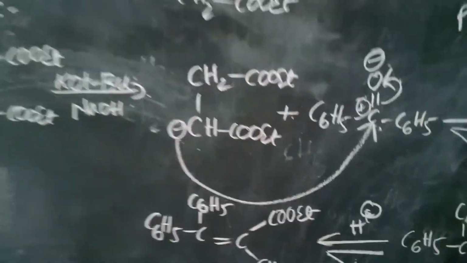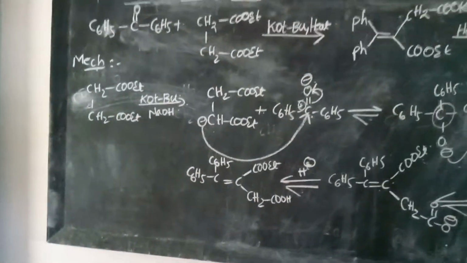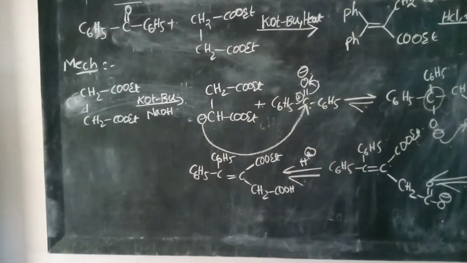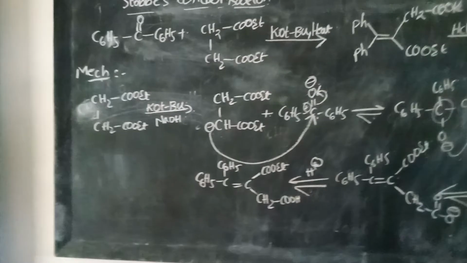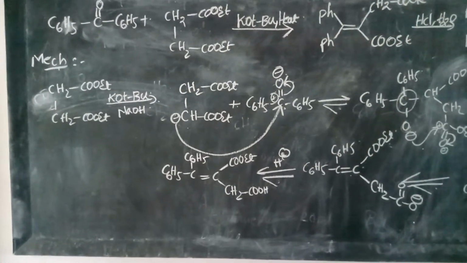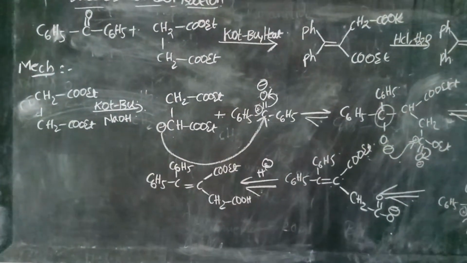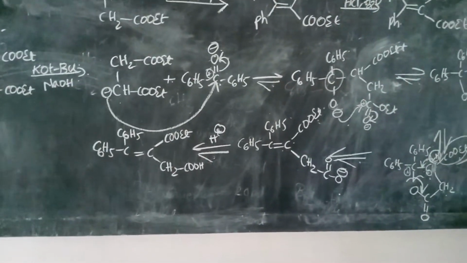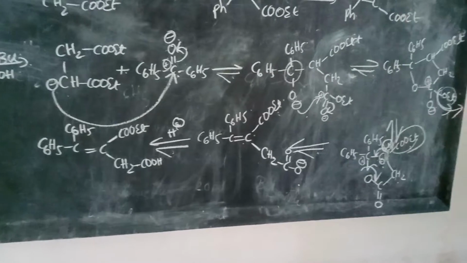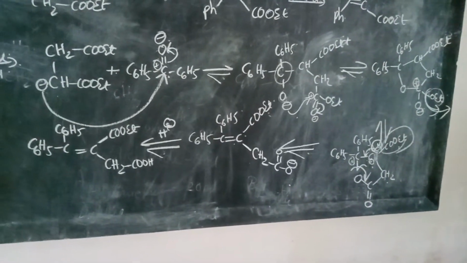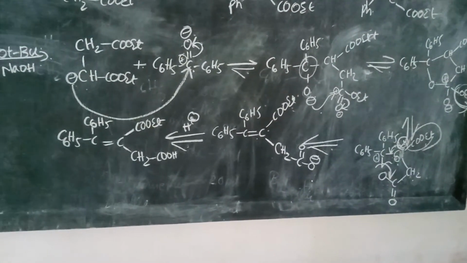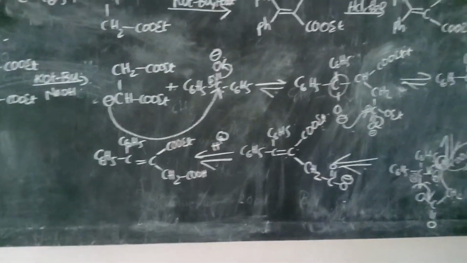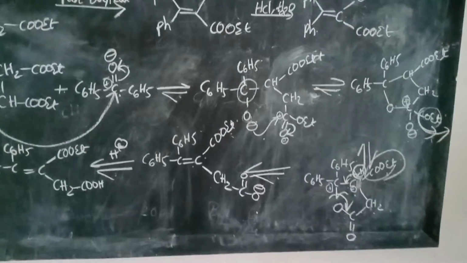This is Stobbes condensation. First step, succinic ester is treated with potassium tertiary butoxide or sodium hydroxide. It forms a carbanion. In the next step, it is treated with benzophenone or aldehyde. In benzophenone, electrons migrate to the oxygen atom and carbon gets a positive charge. This positive charge is attached with the negative charge of the succinic ester and forms a bond like this.